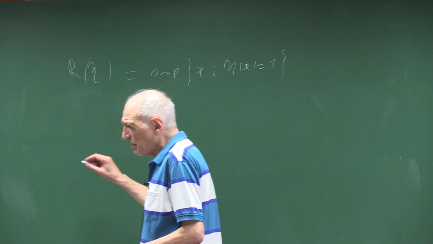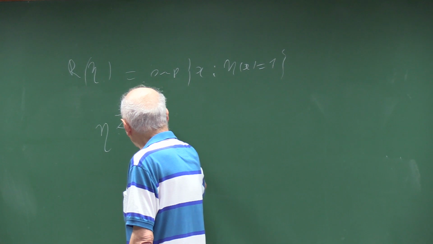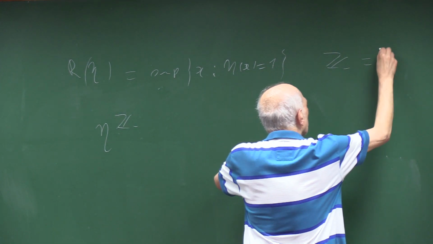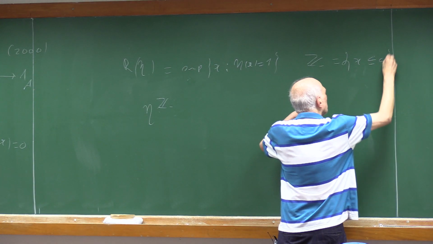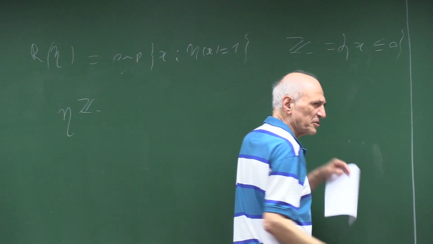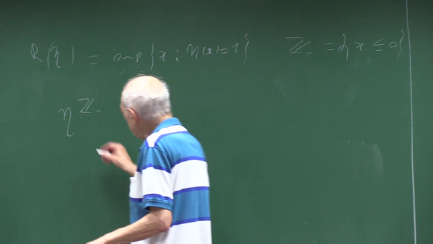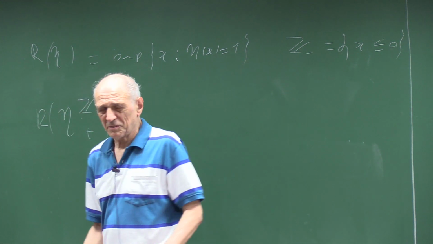Now let's see what happens if you start from the configuration Z minus. Z minus means the set of x's in Z which are less than or equal to 0, all the non-positive integers. So you think that all the sites to the left of the origin are infected and all the others are not. Then you want to say what happens to the rightmost infected point at time t.